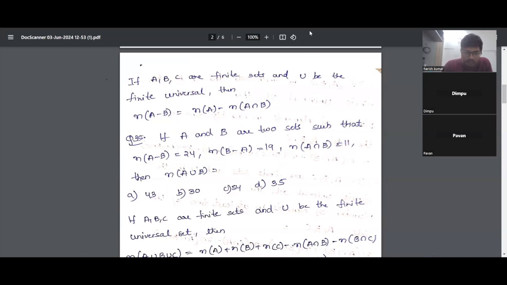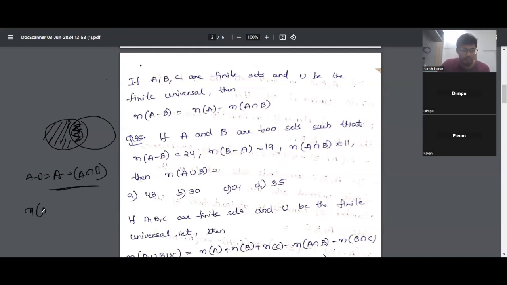Right? This is the statement. So what is the statement saying? There are sets A and B. In the sets A and B, what is A minus B? It's only this part, A but not B, right? So this is nothing but total A minus the common part. This is the common part, right? A minus A intersection B, right? So therefore n of A minus B is n of A minus n of A intersection B, right? So this is the statement.